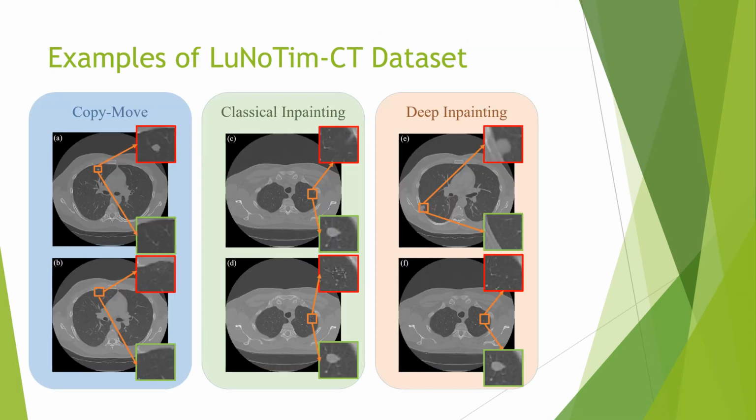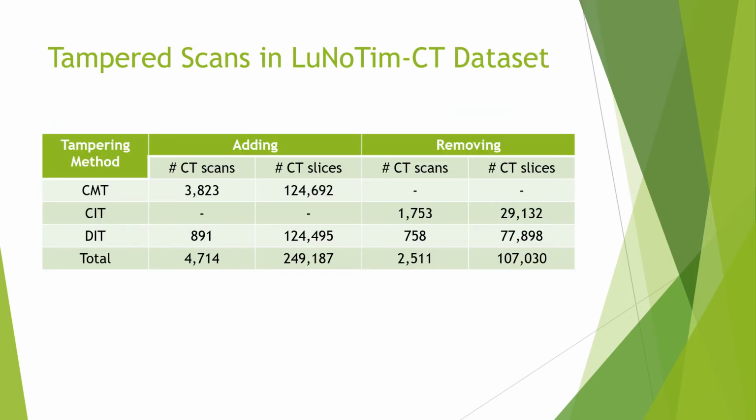Here are some examples of images from our dataset. The patches outlined in red are generated, and the ones outlined in green are the original patches. And you can see that as we move from copy-move forgery to deep inpainting, they get more and more realistic and thus much more dangerous. This slide shows the statistics of how many tampered scans and slices are contained in our dataset.